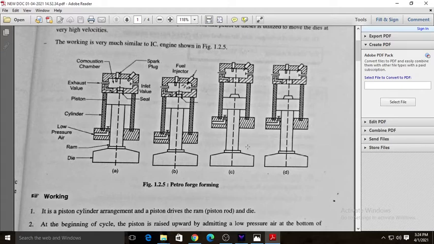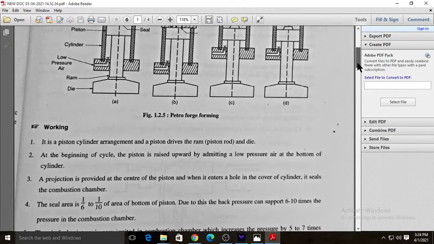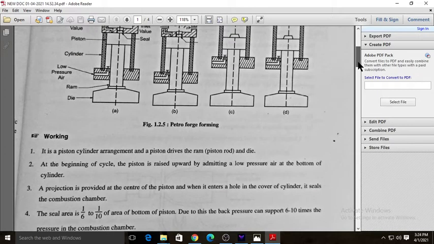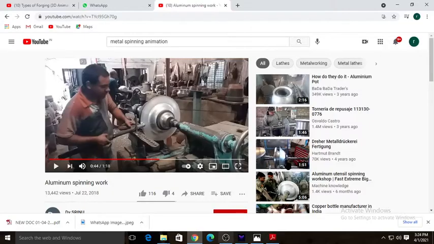Okay, here you can see, I will show you an animation of this petroforge forming process. Here you can see.